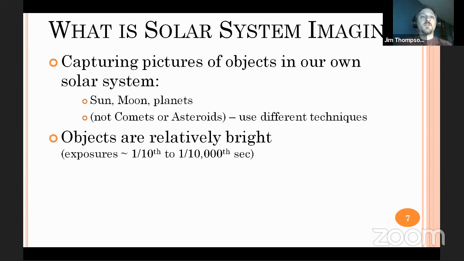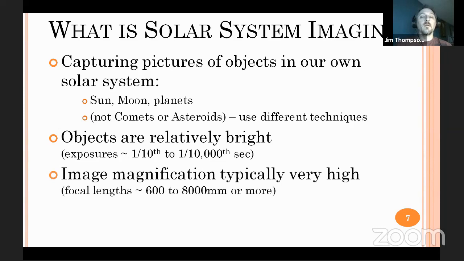So all these objects are bright enough to keep your exposure times very, very short. So on the order of 1/10 of a second down to 1/10,000th of a second, which is typically what I use on the sun. The magnifications are also typically high for astronomical imaging. I'm working with focal lengths that range from 600 all the way up to 8,000 millimeters. And some people even go longer than that.